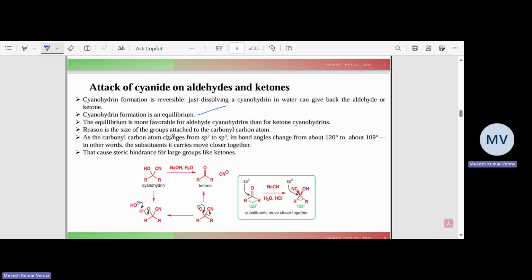When the nucleophile attacks the carbonyl carbon, the hybridization changes from sp2 to sp3, and the bond angle changes from 120 to 109 degrees. There is a decrease in angle. When the angle decreases from 120 to 109 degrees, the groups attached to the carbonyl carbon come closer. When the alkyl groups attached are bulky, there is a repulsion, as in the case of ketones. That makes ketones less favorable as compared to aldehydes. This repulsion between alkyl groups is called steric hindrance.